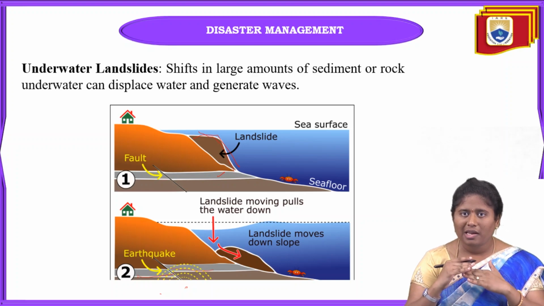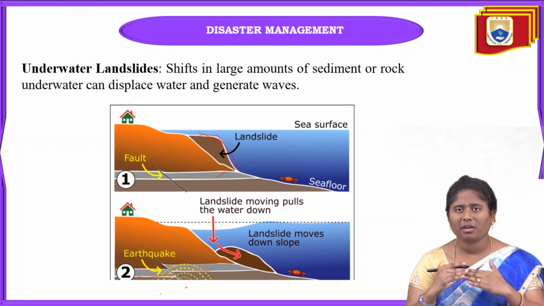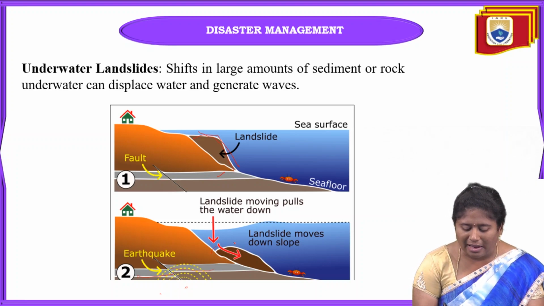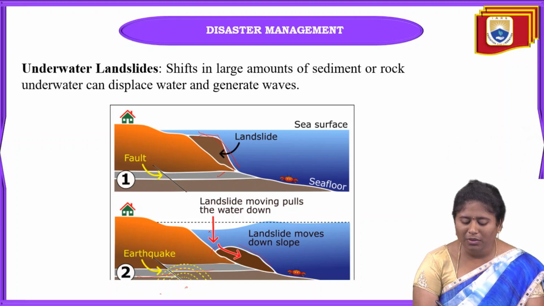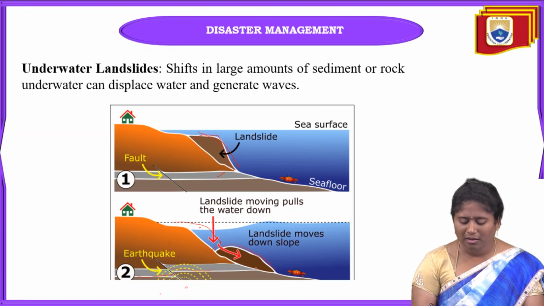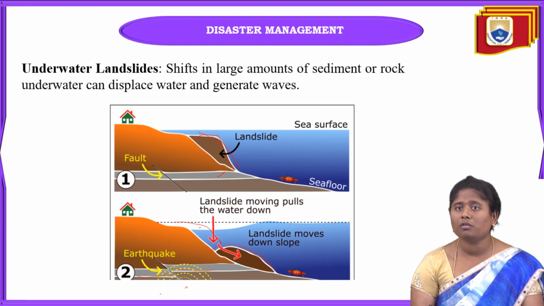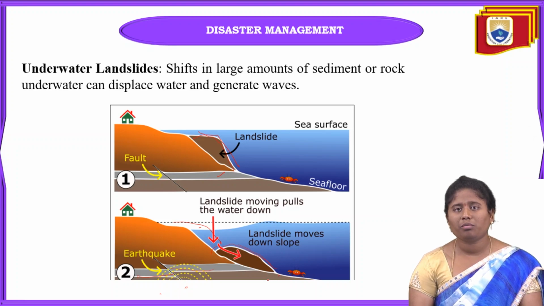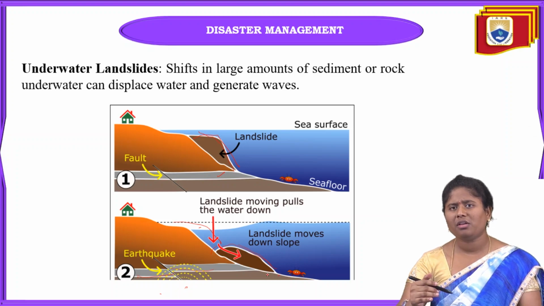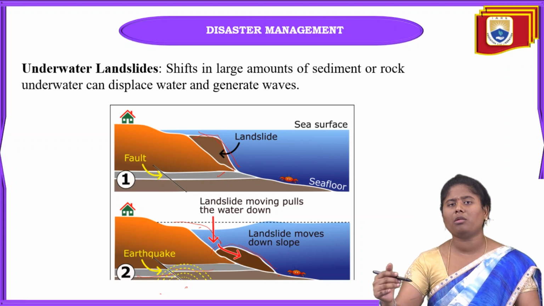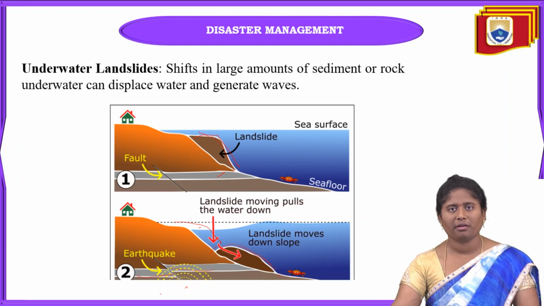When the tectonic plates are moving due to earthquakes, the landslides will get moved from one place to another. In the first picture your landslide is here only. When earthquakes occur, your landslide comes downwards, it moves down slope. At that time this will generate some waves. When these waves are generated, it will cause tsunamis here.